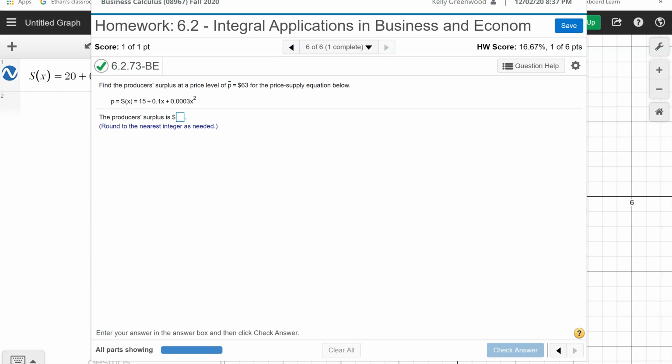This is question number 6 from the 6.2 MyLab math homework, and it's a producer's surplus problem. We're being asked to find the producer's surplus at a price of $63, so that's my P bar. And we're given this price supply equation, it's quadratic. So the first thing we'll want to do is graph that.